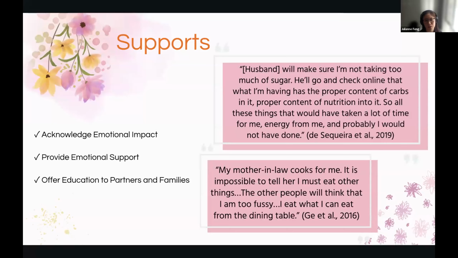For example, one participant had said, my husband will make sure I'm not taking too much sugar. He'll go and check online that what I'm having has the proper content of carbs in it, proper content of nutrition in it. So all these things that would have taken a lot of time and energy from me, and probably I would not have done.